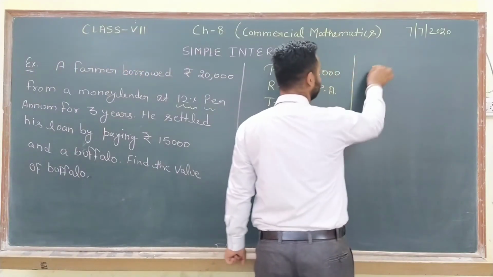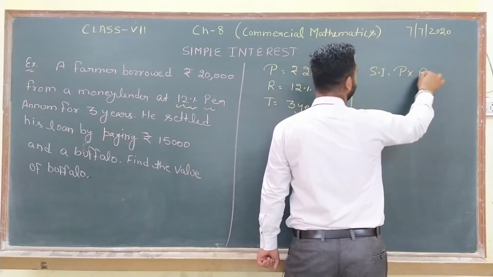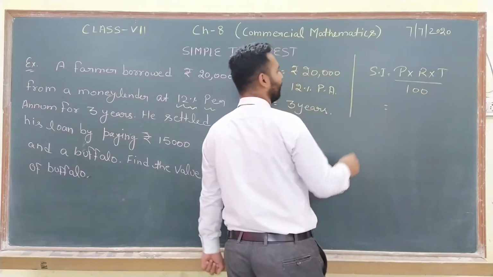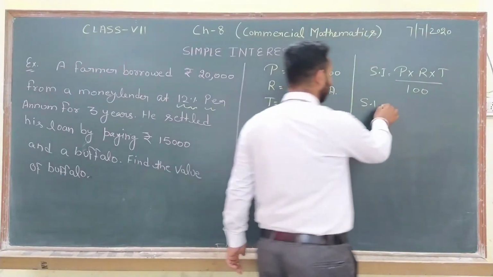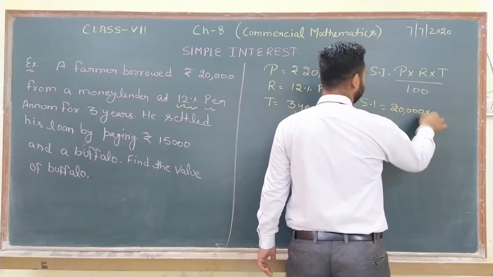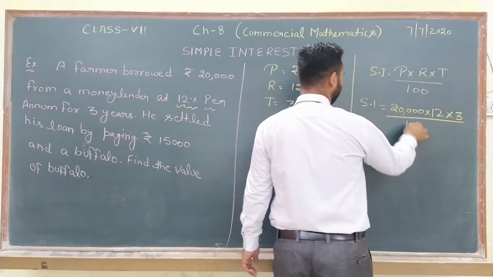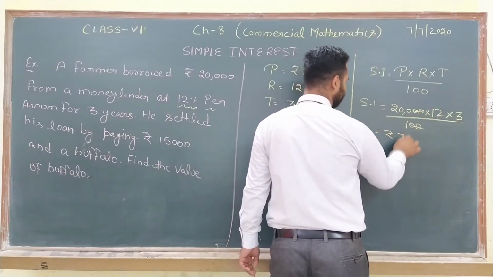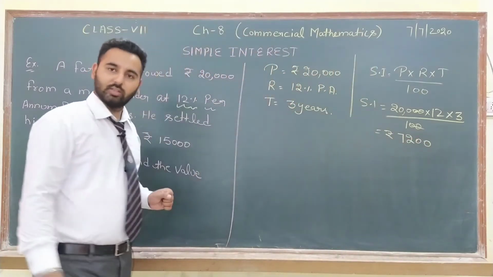So the simple interest you have to pay on this is principal multiplied by rate multiplied by time upon 100. So the simple interest will become, when we put the values, principal is 20,000, rate is 12% and time is 3 years, upon 100. 2 0 will be cancelled by 2 0. When you multiply, you will get 7,200 rupees. Means this much simple interest you have to pay.